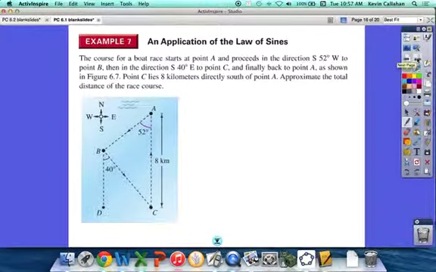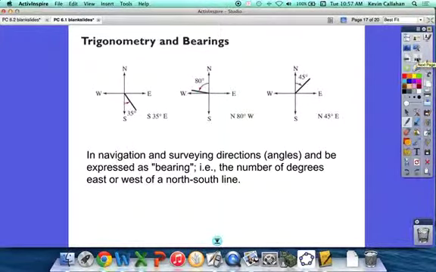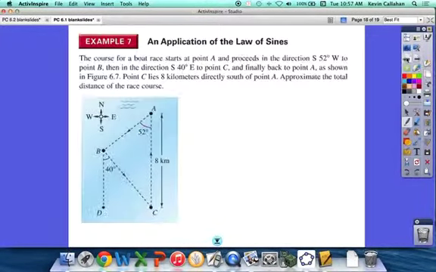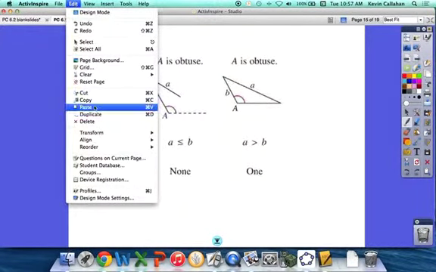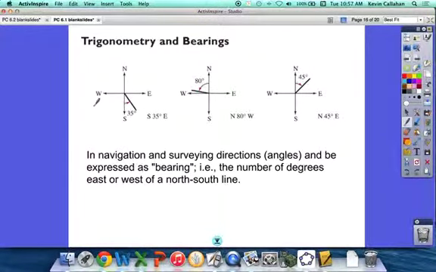So this is an application of law of sines. The course for a boat race starts at point A and proceeds in the direction south 52 degrees west. Well, let me do something here. Edit. Cut. Edit. Paste. I didn't notice that it had done that.